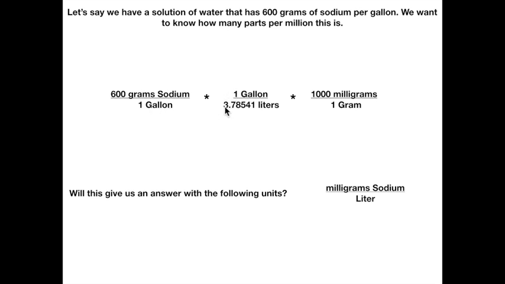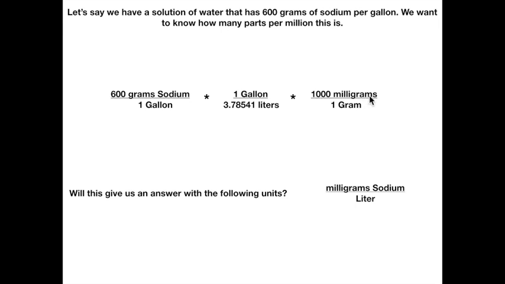So now I've got 1 gallon per 3.78541 liters. And then now with the grams, I want to cancel out grams and end up with milligrams on top. So there's grams on top here, and now there's grams on the bottom. So we know those will cancel out, and that'll leave us with milligrams on top. So does this give us what we want?